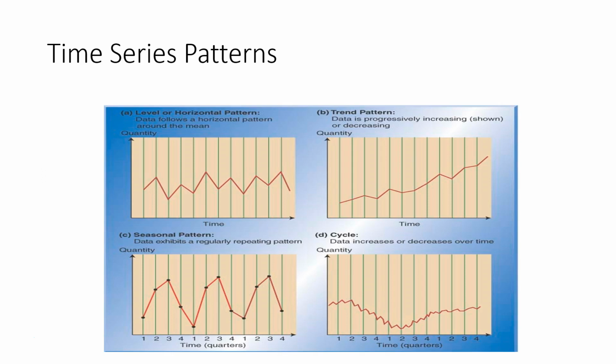Here's a graphic that shows the four different levels. The first one is the level or the horizontal pattern, and you'll see that the line is really kind of similar. It fluctuates above and below what is essentially a mean line, and that is an average across time. Then you see the trend pattern in the upper right-hand corner, and that is where the product is starting to take off, and it's starting to actually sell more.